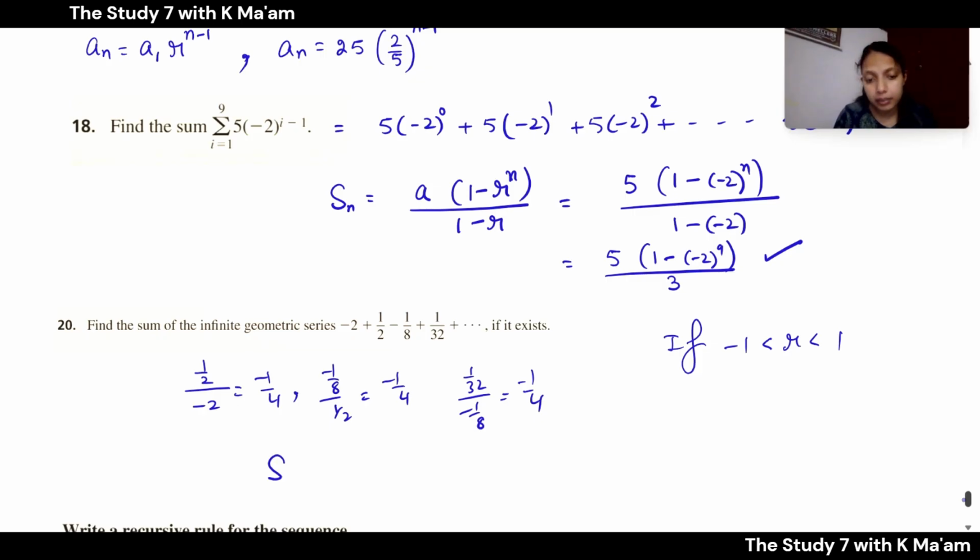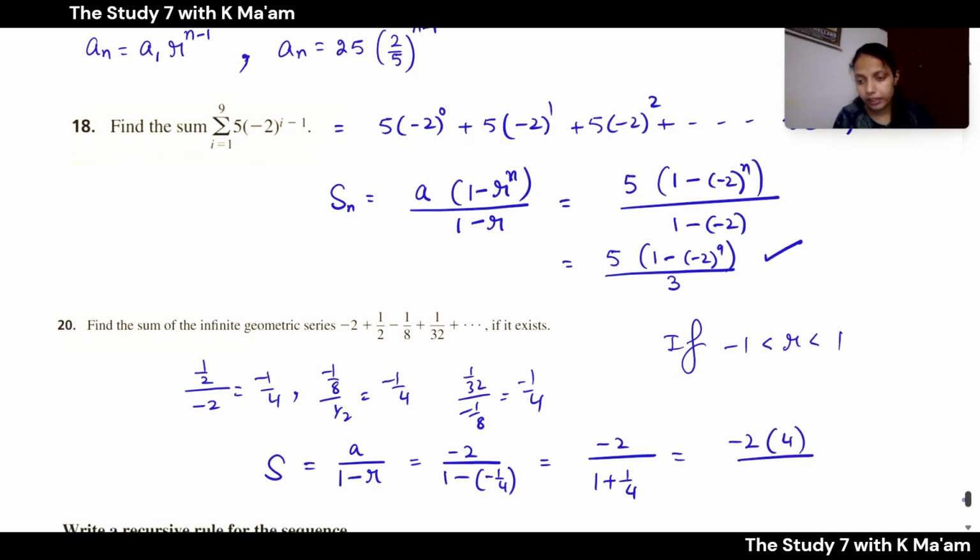And what is the sum? This is the first term over 1 minus ratio. The first term is -2, the common ratio is -1 by 4. Substitute. -2 times 4 over 5. -8 by 5 is the answer.